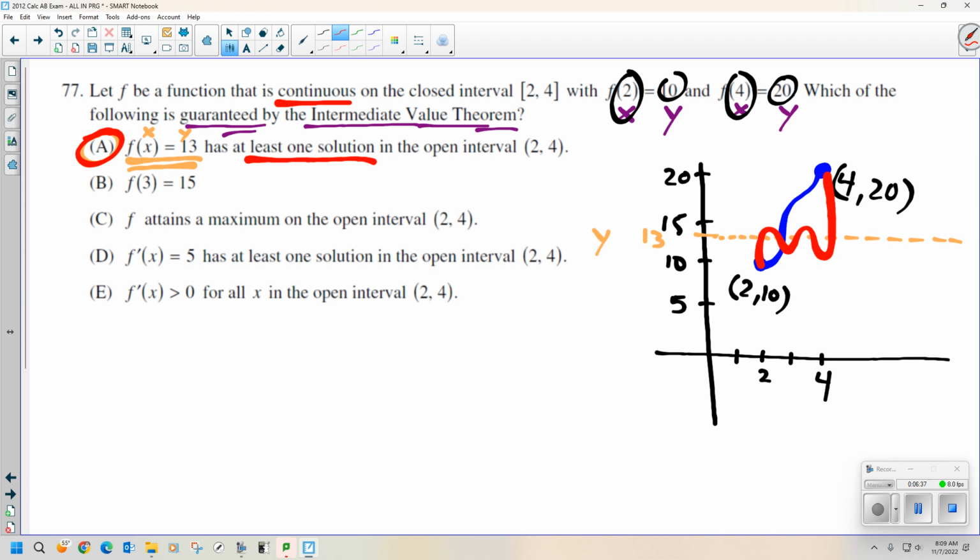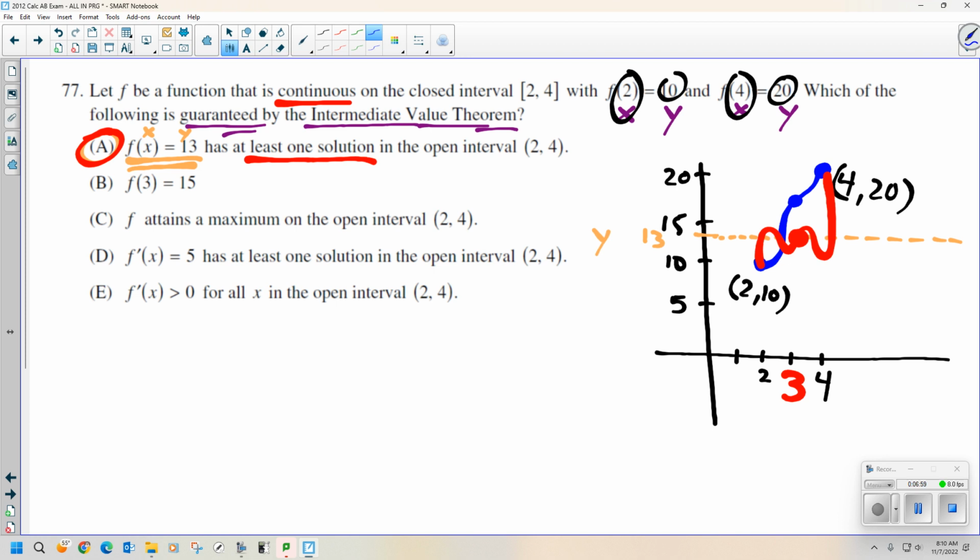Okay, what about B? B says f of 3 is 15. That's a coordinate. I don't know where 3 is. I mean, 3 might be 13. Look at, here's 3. It might be 13 here, but on the blue line, that's definitely not 13. It's up here. That's not guaranteed. Okay, and none of those are guaranteed except A, which is the intermediate value theorem.